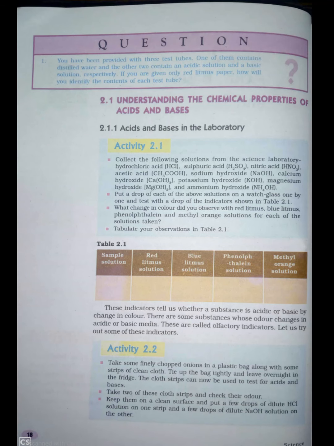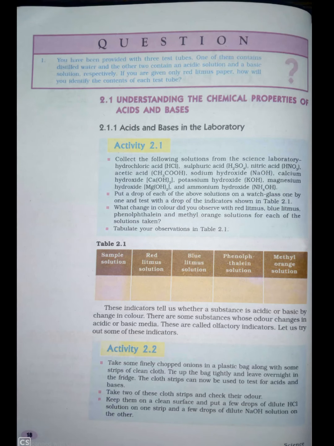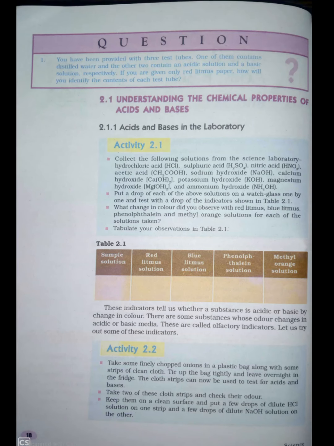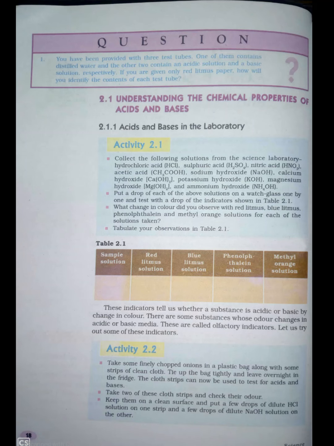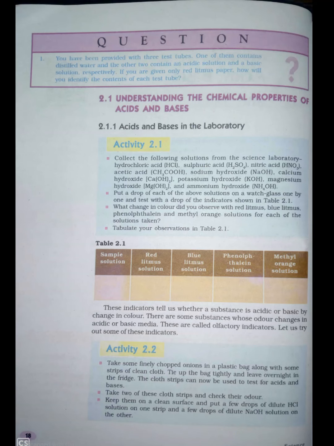Activity 2.2. Take some finely chopped onion in a plastic bag along with some strips of clean cloth. Tie up the bag tightly and leave overnight in the fridge. The cloth strips can now be used to test for acids and bases. Take two of these cloth strips and check their color. Keep them on a clean surface and put a few drops of dilute HCl solution on one strip and a few drops of dilute NaOH solution on the other.